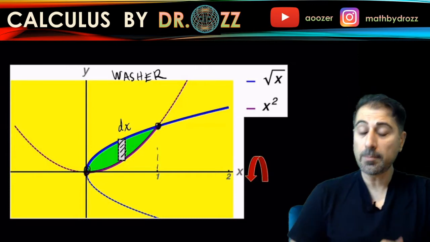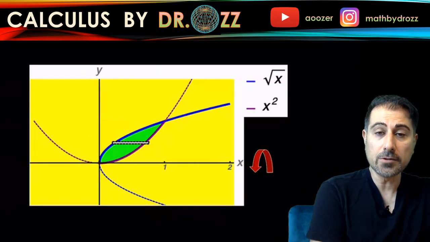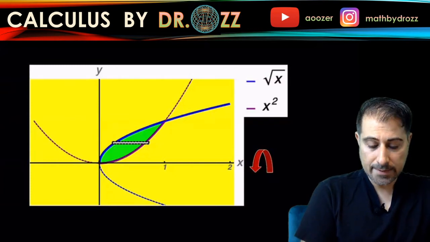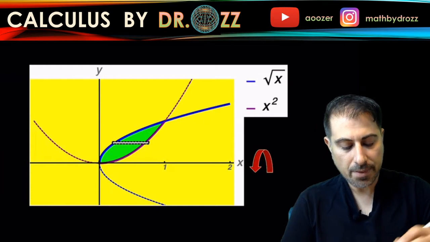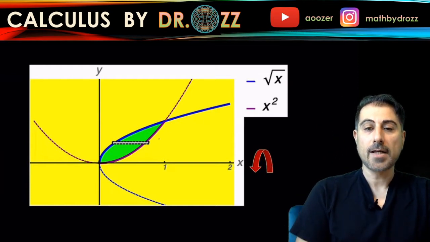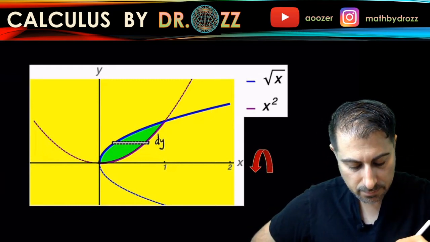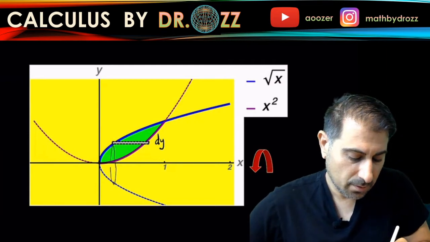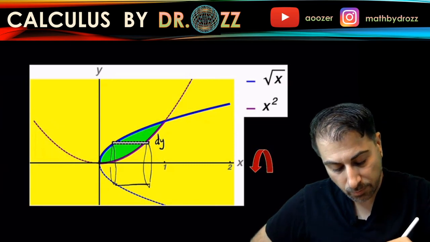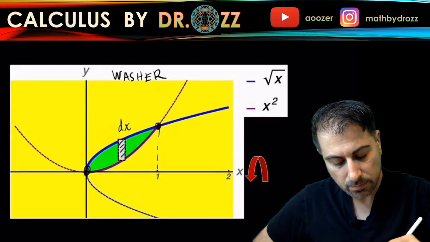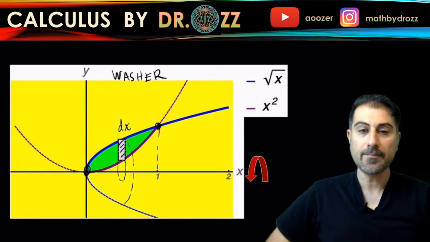And if you're using the shell method, you're going to choose slices parallel to the axis of revolution. This is my representative slice, and that comes with thickness dy. Okay. And let's just hypothetically revolve those around, see what kind of shells we get. You get a shell like this, and in the washer case, we're going to get a washer like this with thickness dx.